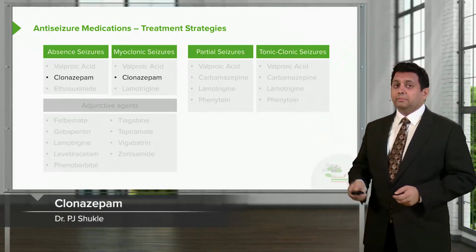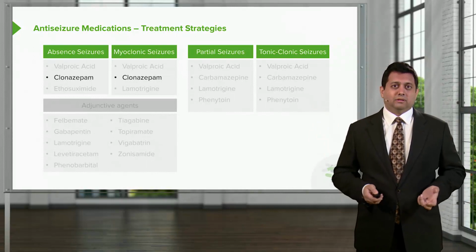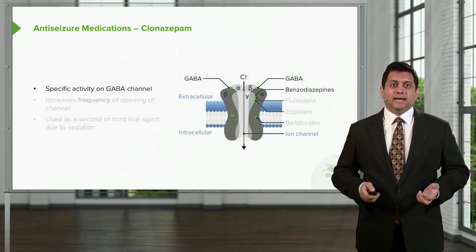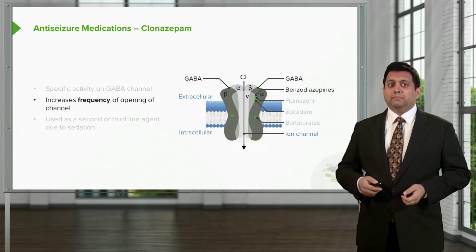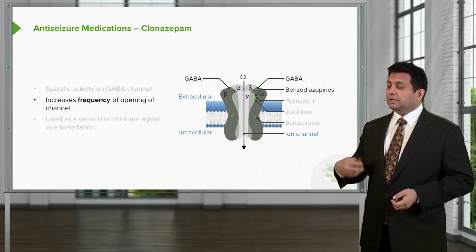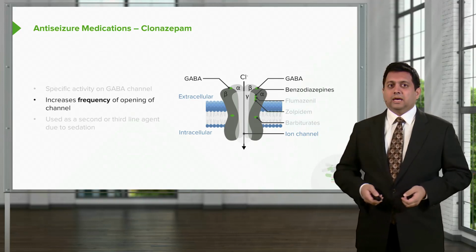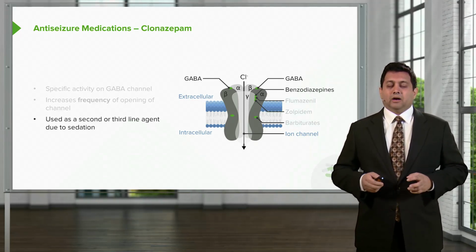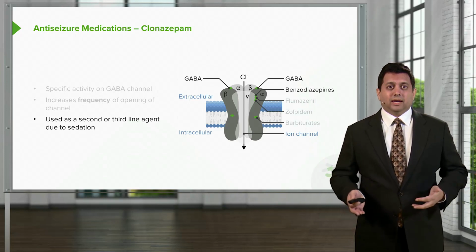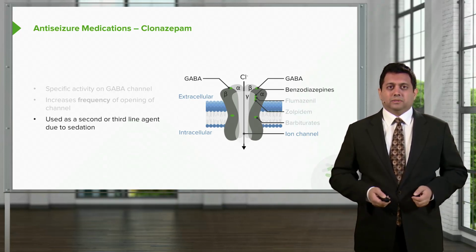The next drug that I would like to discuss is clonazepam. You can see it here being used in absence seizures and myoclonic seizures. Clonazepam has a specific activity once again on the GABA channel. Remember that a benzodiazepine will increase the frequency of opening of this channel, allowing chloride to pass through. It is often used as a second or third line agent because it does cause some sedation.